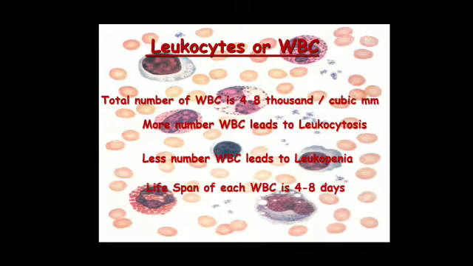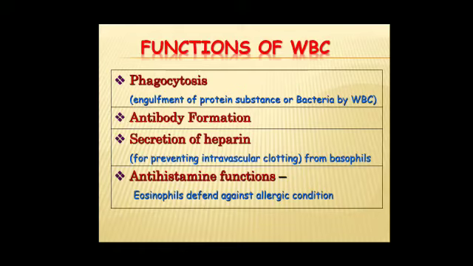The WBC's function is to do phagocytosis. Friends, this is the process in which engulfment of protein substance and any microorganism is done by the cell of WBC. After the engulfment, these WBC kill the microorganism or neutralize the effect of the microorganism. These microorganisms can be bacteria, virus, protozoa, even fungi.